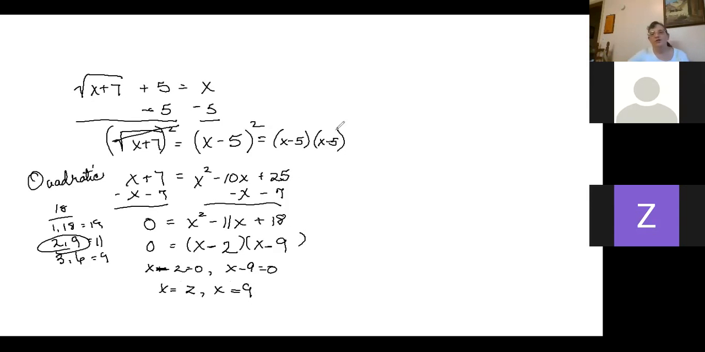Now, I have to check both answers. A lot of times, one of them will work and one won't. Sometimes they both work. I've even seen problems where neither one will work. So checking one doesn't give me even a clue as to whether or not the other one is going to work.